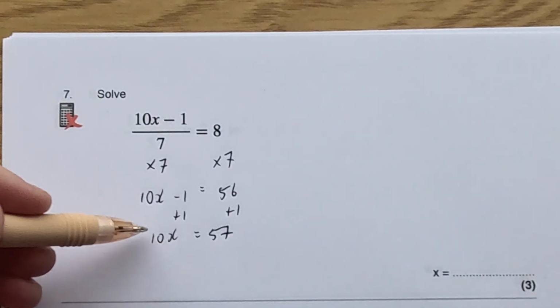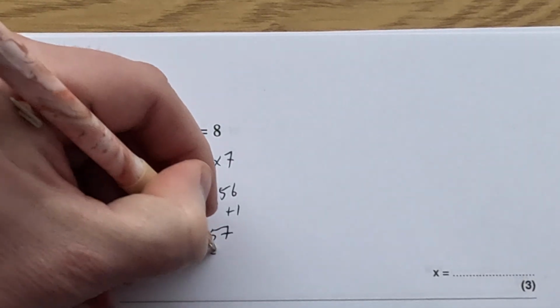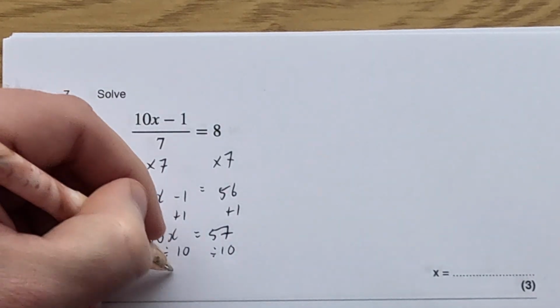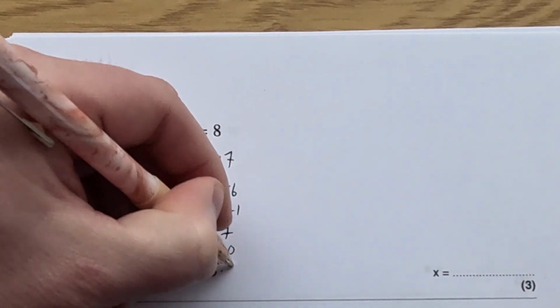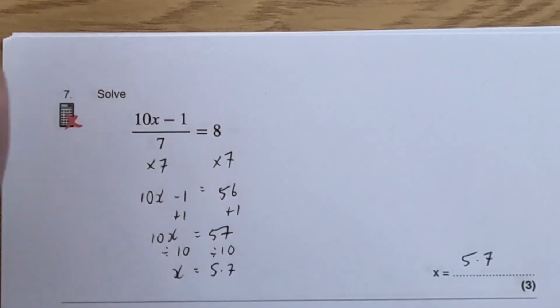We want to get rid of this multiplied by 10, so we're going to divide both sides by 10. So divide the left-hand side of the equation by 10 and the right-hand side of the equation by 10. On the left-hand side, we'll just be left with x. And on the right-hand side, 57 divided by 10, that's going to be 5.7. So it means x is equal to 5.7. And we can check our answer here.